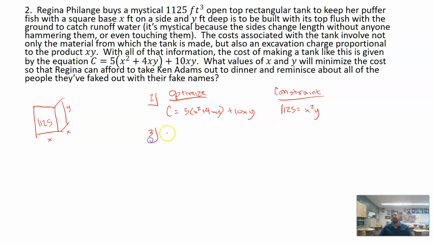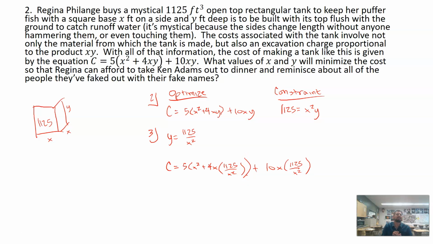Step number 3 has us getting that y all by itself in the constraint equation. So y is equal to 1125 divided by x squared. Now what I'm going to do is plug that in everywhere that I see a y. So I get 5 times x squared plus 4 times x times 1125 over x squared plus 10 times x times 1125 over x squared. Okay, so I've got all of that.